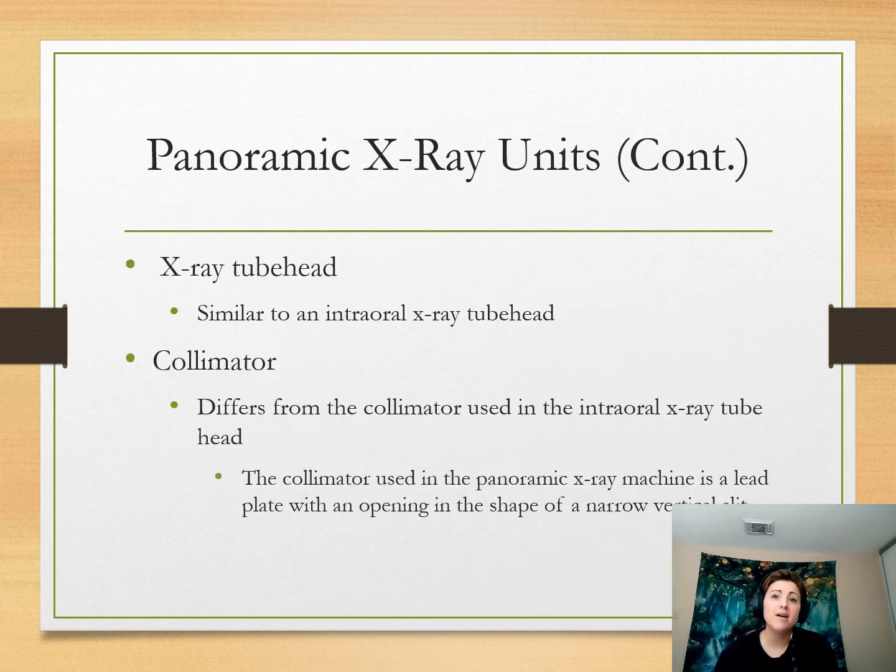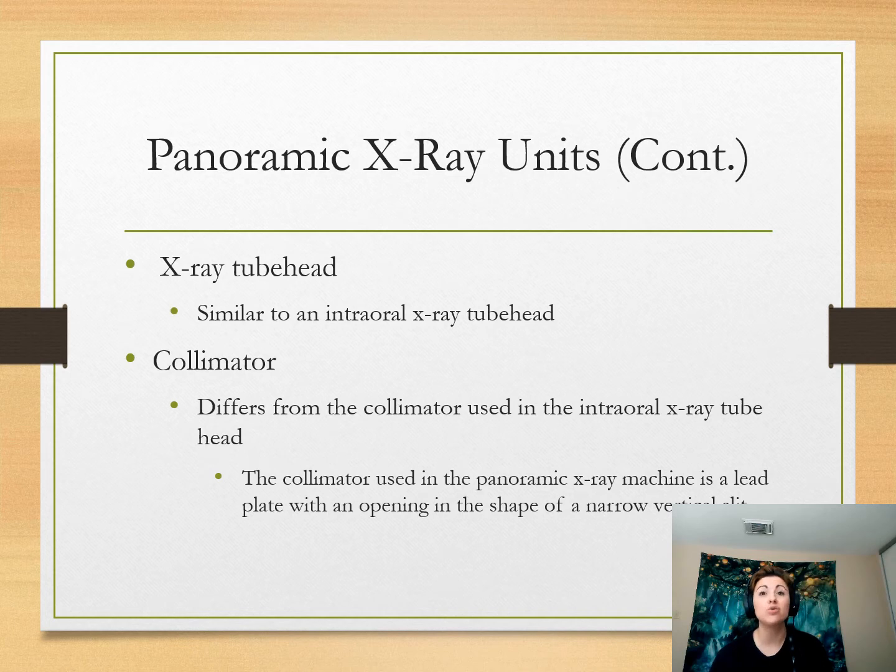So the tube head on a panoramic X-ray is very, very similar to the tube head that's on an intraoral X-ray machine. It's exactly the same. What's inside the tube head is the little tube. It has an anode, it has a cathode, it's sending X-rays, it's sending electrons, it's doing all of this exact same stuff, okay? The vertical angulation for that tube head is negative and it's not adjustable.